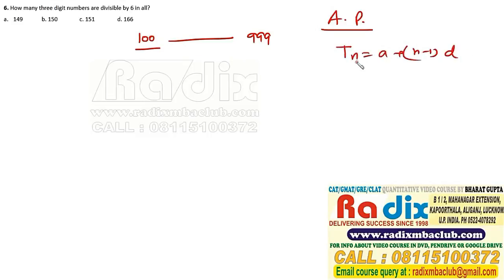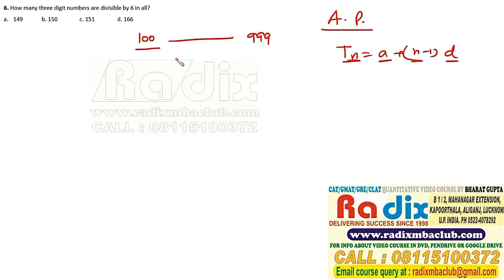How many 3-digit numbers are divisible by 6 in all? See, 3-digit numbers start with 100 and end with 999, and we have to calculate how many 3-digit numbers are divisible by 6. We will apply arithmetic progression. In case of arithmetic progression, Tn is equal to a plus n minus 1 into d, where Tn is the last term, a is the first term, n is the number of terms, and d is the common difference.